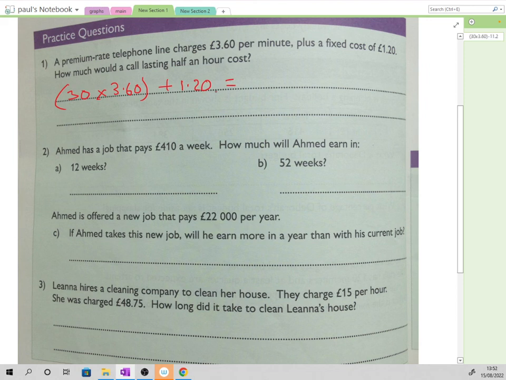30 times 3.6 equals, really? Wow. At £3.60 a minute, that's going to cost us hundreds, isn't it? Plus £1.20, £109 and 20p. So there, a warning: don't ever phone a premium rate telephone line. Never.